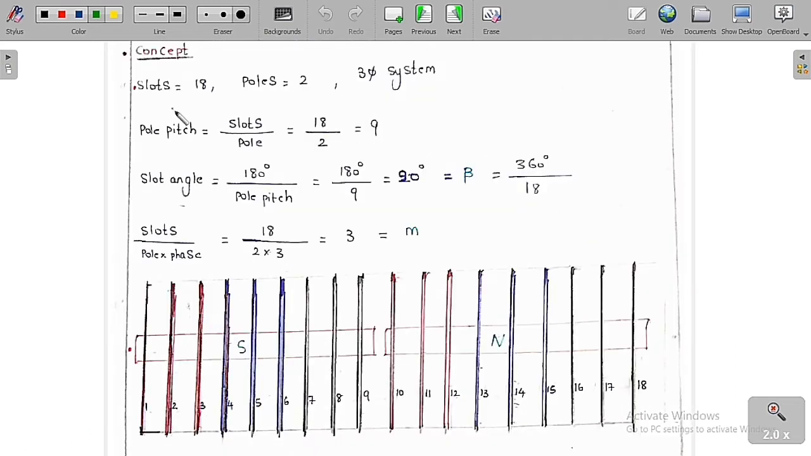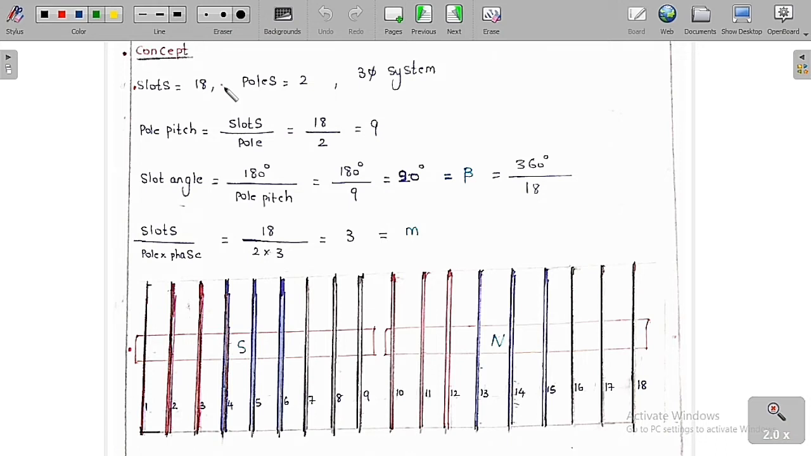And now we will discuss one important concept. Listen carefully here. Suppose let me assume the number of slots is equal to 18. The number of slots is equal to 18 on the stator, and the number of poles is equal to 2. And it is a three-phase system. This is the basic condition, and then we are going to analyze, based on these conditions, what consequences are going to happen.